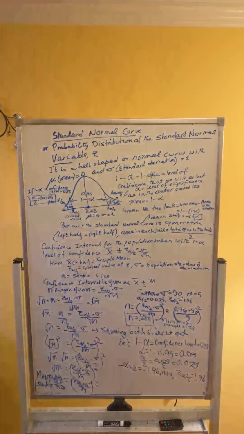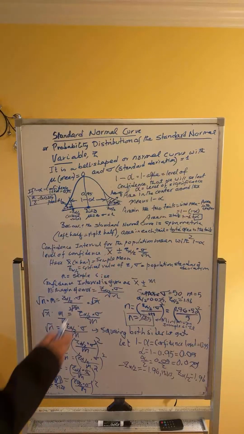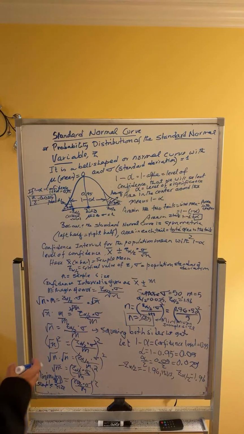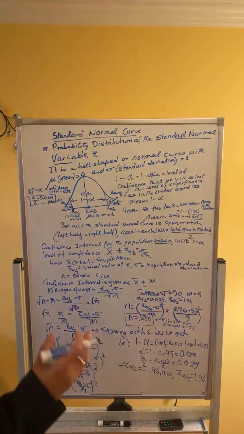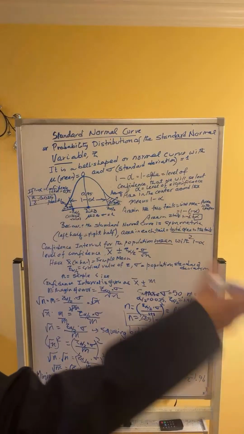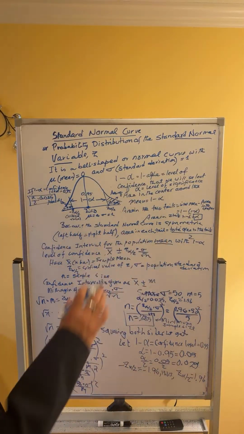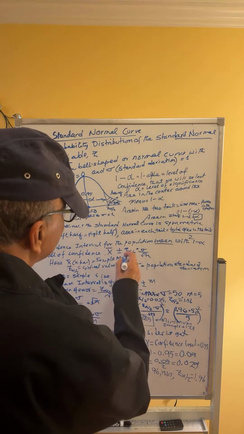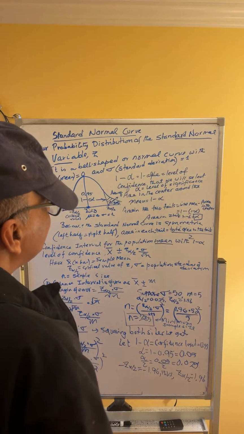Let me work through the steps again. We know the confidence interval is given by this formula, the confidence interval for the population mean. We do not know the population mean, so we are trying to establish a lower boundary and an upper boundary within which the population mean will most probably fall. That formula is x bar plus or minus z alpha by 2 times sigma divided by square root of n.